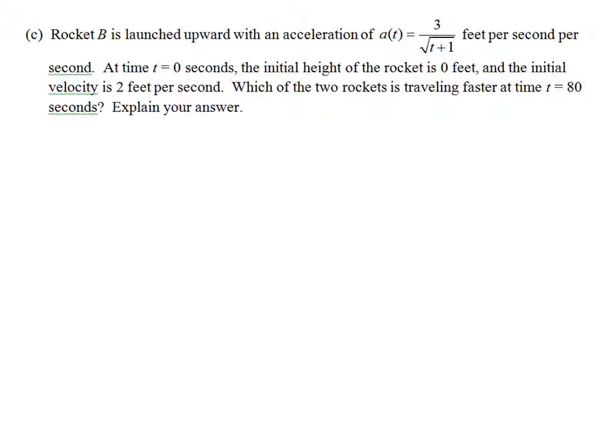Problem C. Rocket B is launched upward with an acceleration given by the formula. At time t equals 0 seconds, the initial height of the rocket is 0 feet, and the initial velocity is 2 feet per second. Which of the two rockets is traveling faster at time t equals 80 seconds? And we are to offer an explanation of our answer to this question.